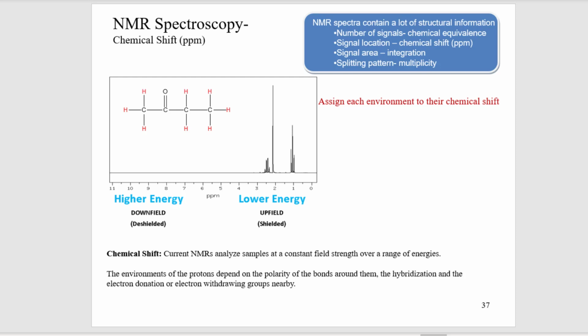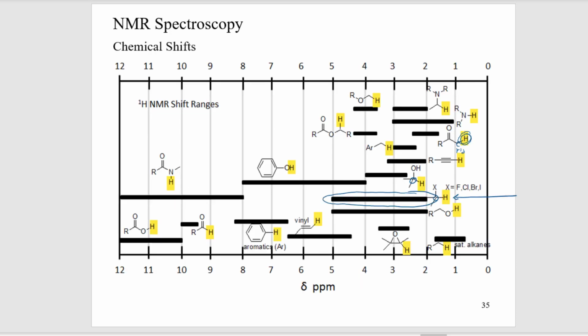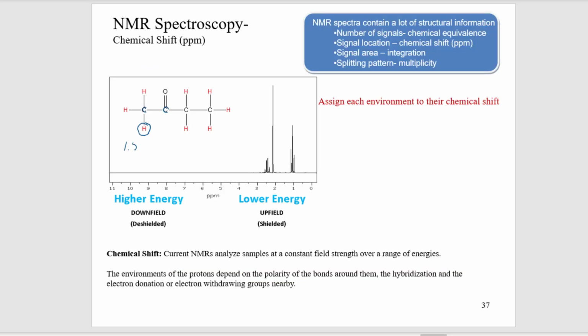Okay, so hydrogens, just take one of them. A hydrogen on a carbon next to a carbonyl. That's going to have a range, and where are we looking for this? It's going to have a range of about 1.5 to 2.5. That's the same for these hydrogens as well. It's a hydrogen on a carbon next to a carbonyl.